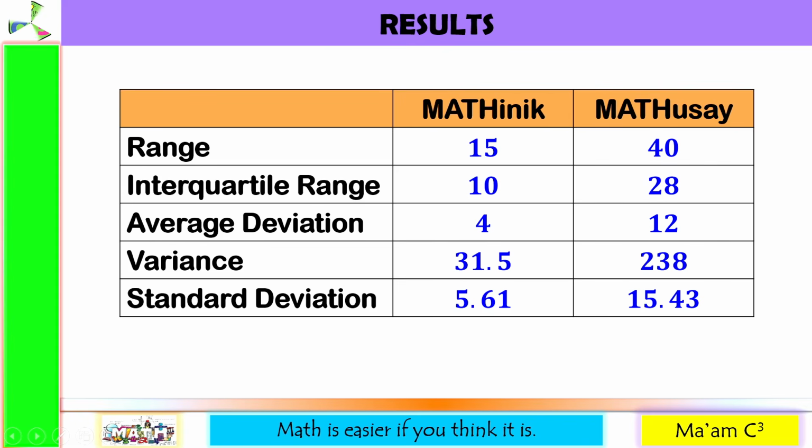I have tabulated the results from the two groups. Looking at the difference, the results of different measures of variability from the Math-Husay group are way greater than the Math-Tinig group. This means the scores in the Math-Husay group are more dispersed. If I were to give my answer to the question, who performed better as a group, I would say that it is the Math-Tinig group, because their scores are close to one another. Also, the average distance of each score from the mean is smaller than that of the Math-Husay group.